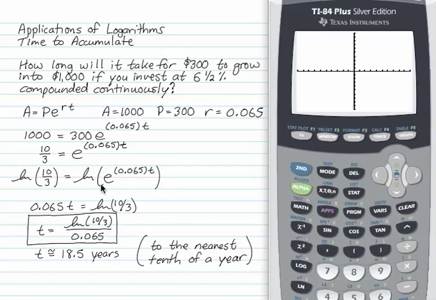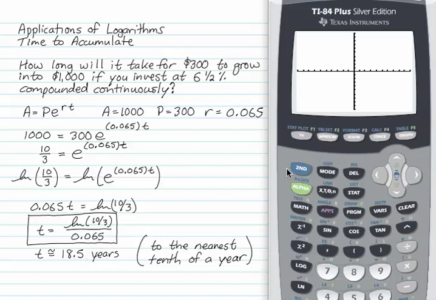Take the natural log of both sides, so that on the right hand side you'd have 0.065t. On the left hand side you have the natural log of 10/3. I switch the sides of those two expressions. Divide by 0.065 and you have about 18.5 years to the nearest tenth of a year.